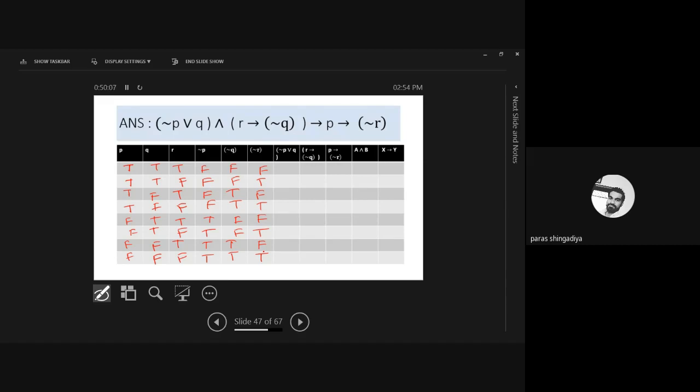Clear? First, write this formula if it is asked as an 8-mark question. Take it as an 8-mark question. 1 mark will be for this formula. And now the first 3 columns and next 3 columns, that's very easy to predict. Okay, it is not difficult.